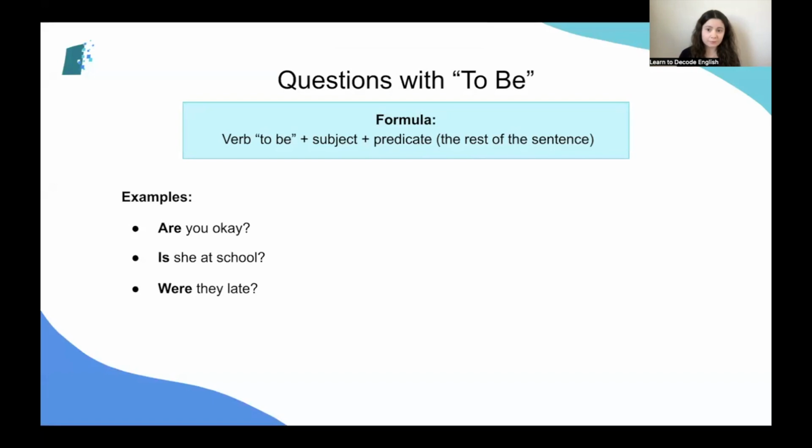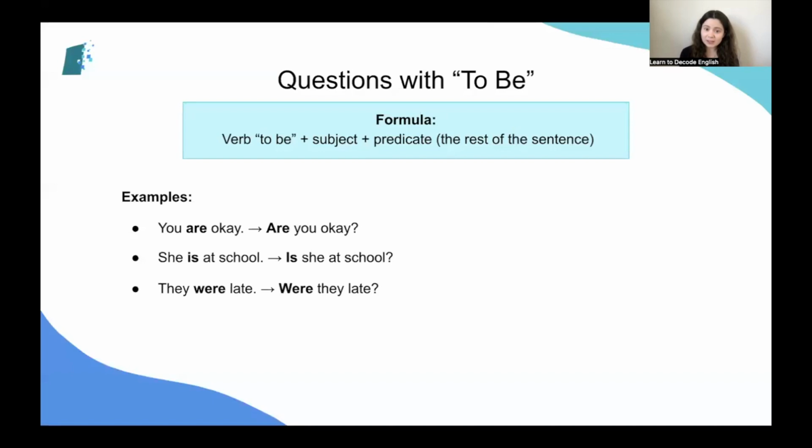You can also use the verb to be to form questions. Questions with the verb to be are very similar to statements, but instead of using the verb to be after the subject, we move the verb to be before the subject. For example, are you okay? Is she at school? Were they late?